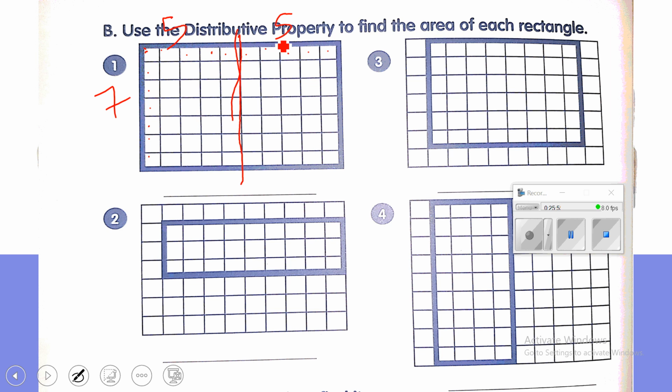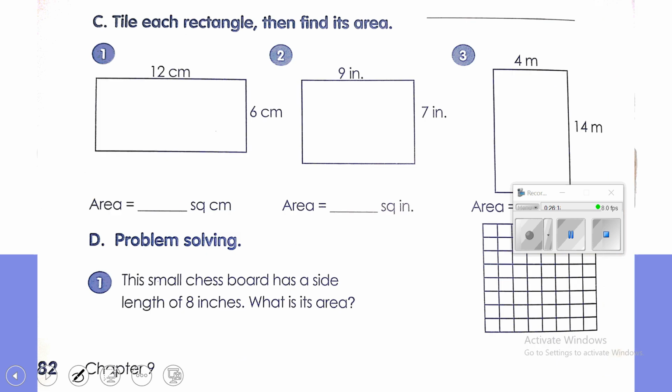So here is the same. It's optional. What do you want to divide this into? Which two numbers? And for example, here, try to make it easier for you. Which is longer, the width or the length? And divide it into two parts. Here they said tile each rectangle, then find its area.